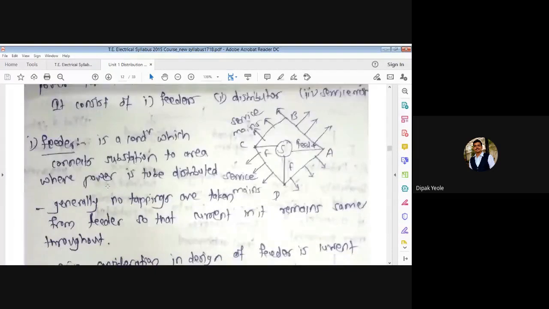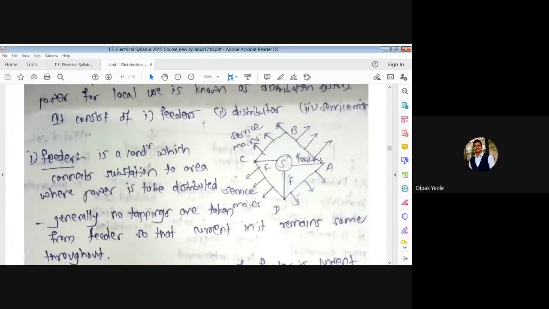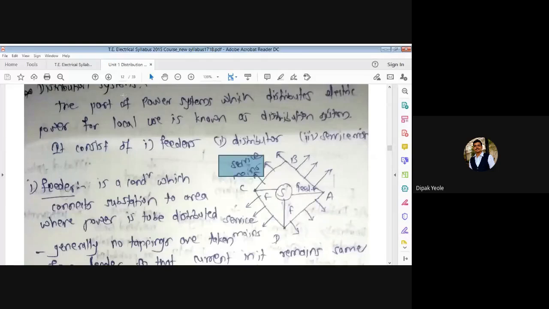And from the distributor there are tappings available, and these tappings are called service mains. तुम्हाला कळत असेल तुमच्या घरामध्ये जो कंडक्टर येतो ना ब्लॅक कलरचा, that is called a service mains. The service mains is the conductor which connects the distributor to our home. So this is related to the distribution system.